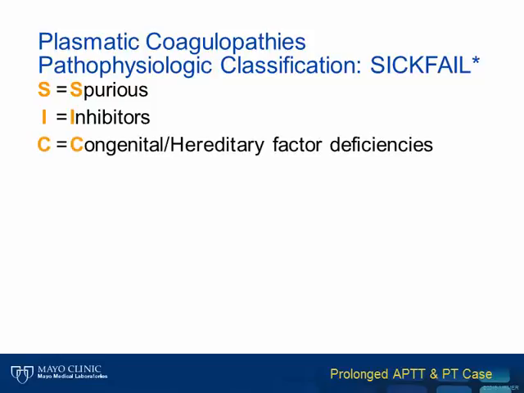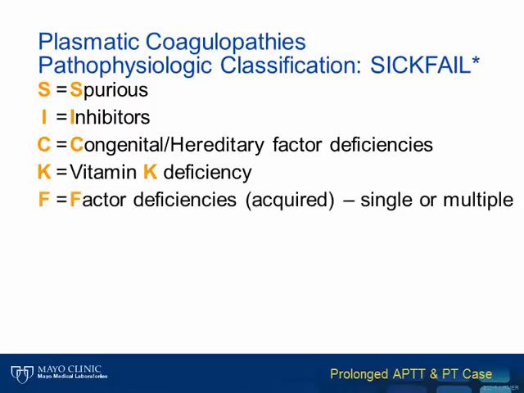Congenital hereditary factor deficiencies are relatively common. Factors 1, 2, 5, 7, 10, 8, 9, 11, 12, 13, and unnumbered proteins including von Willebrand factor, usually occur individually, that is, deficiency of only one factor or protein, and vary in severity and significance. Vitamin K deficiency is relatively common, such as in neonates and hospitalized individuals. Factor deficiencies acquired usually are multiple deficiencies with patterns, or sometimes only a single factor deficiency may occur on an acquired basis.